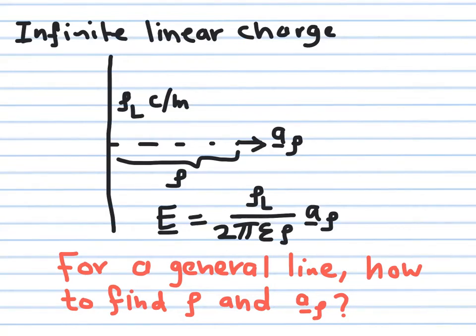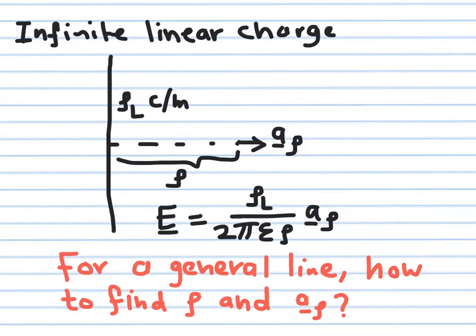I'll try in this video to explain how to find the distance from an arbitrary point in space to an infinite linear charge of arbitrary orientation. So in class we have seen that if you have an infinite linear charge, like the one shown here along the z-axis, it has a linear charge density of rho L coulomb per meter.